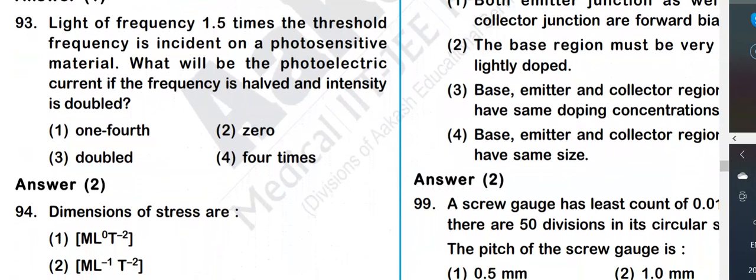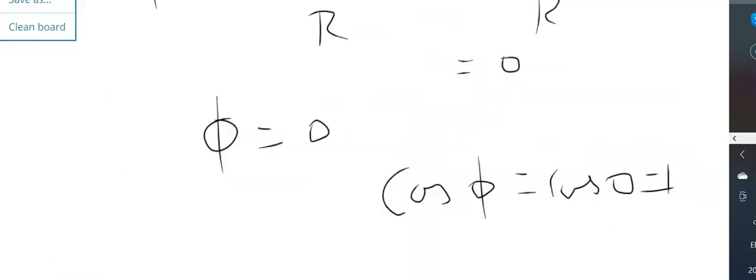Light of frequency 1.5 times the threshold frequency is incident on a photosensitive material. What will be the photoelectric current if the frequency is half and the intensity is double? So this is a very simple question. Let's solve this.